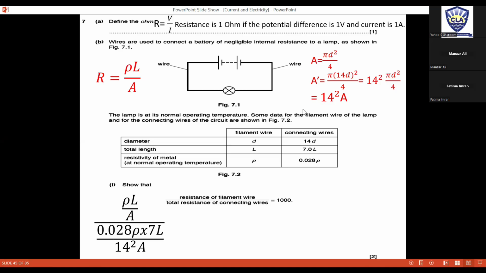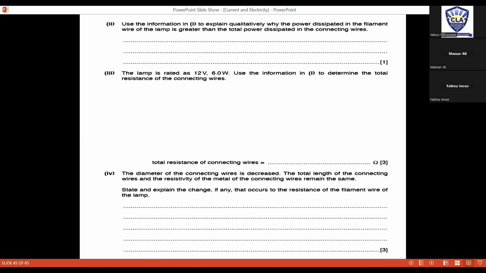it, rho L over A for filament and 0.028 rho for wires, length 7L and area is 14 square. And if you simplify that, you get the answer as 1000. That means resistance of filament is 1000 times greater than the resistance of the wire. Use information to explain qualitatively why the power dissipated in the filament wire of the lamp is greater than the total power dissipated in the connecting wires.